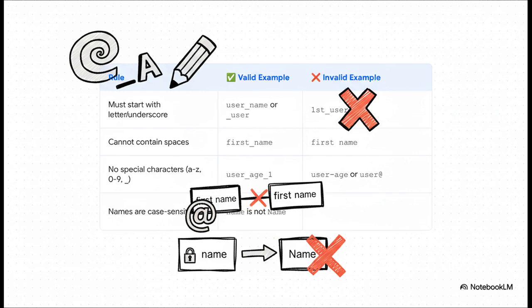Third, the only things you can use are letters, numbers, and the underscore. No dashes, no ampersands, none of that. And this last one is so important. Names are case sensitive. A variable called name with a lowercase n is a completely different box than one called name with a capital N.